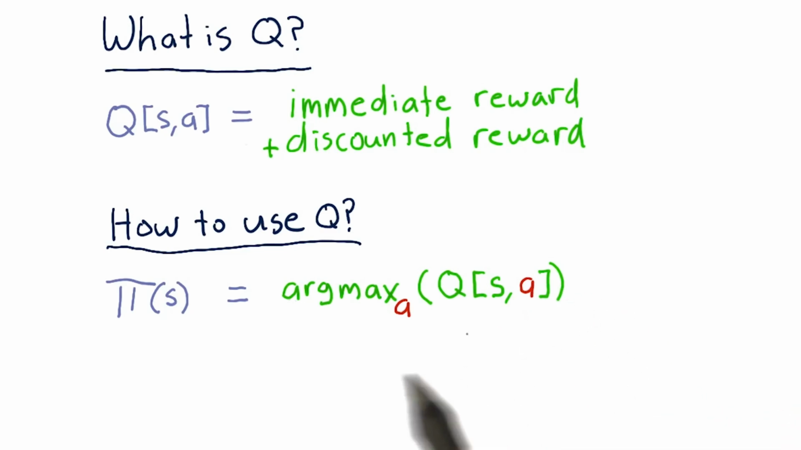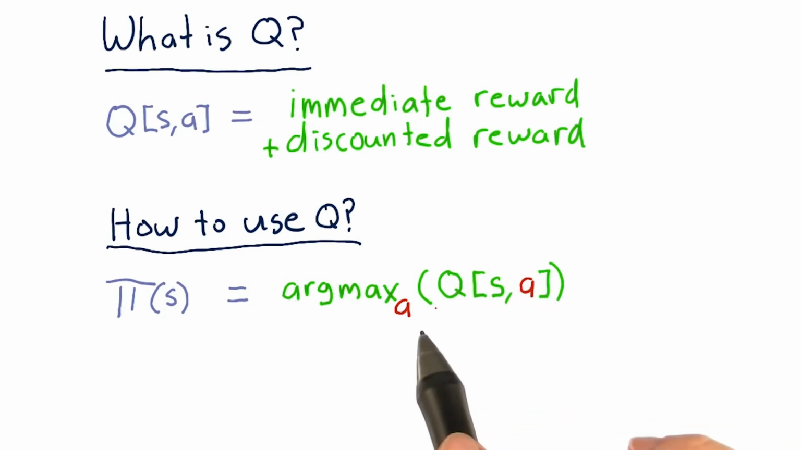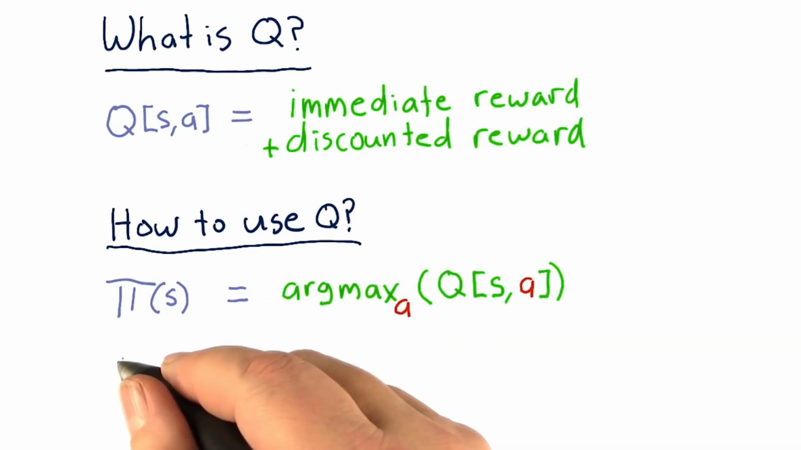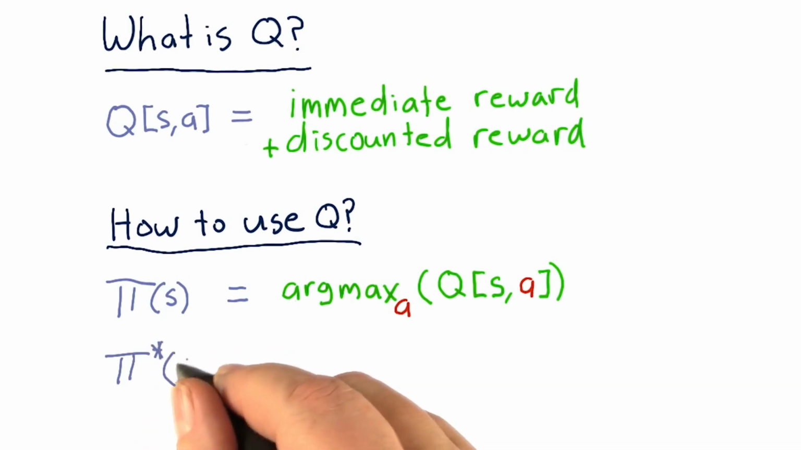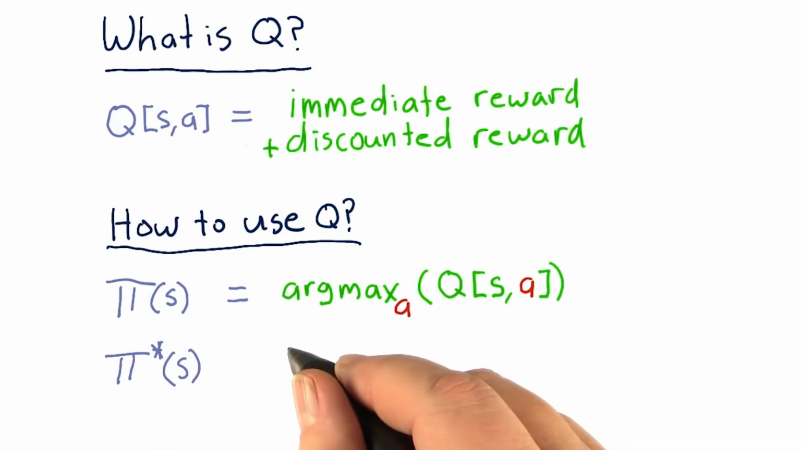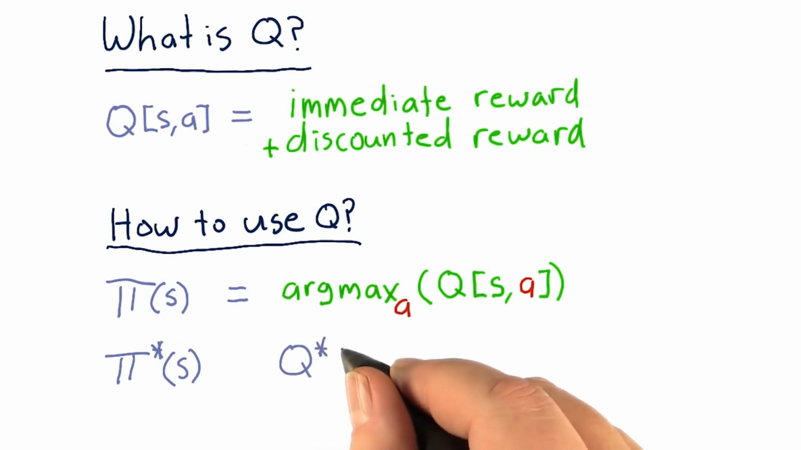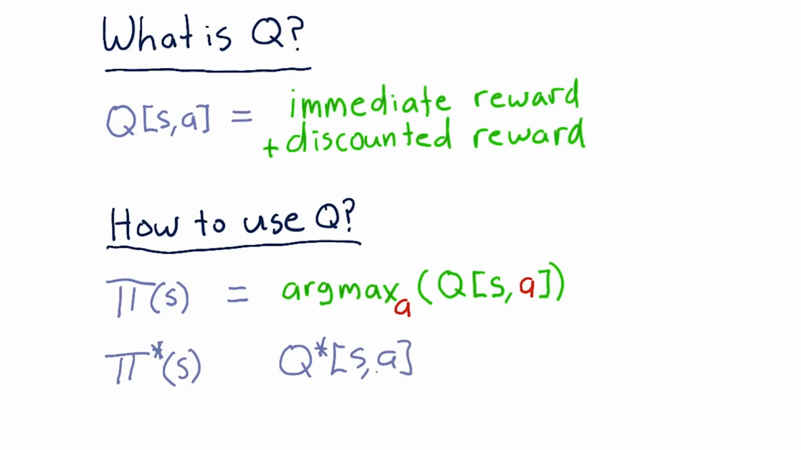The mathematical way to represent this is to use the function argmax. So argmax over A of this function. What that does is it finds the A that maximizes this, and then the answer is A. After we run Q-learning for long enough, we will eventually converge to the optimal policy, and we represent that with a little star. So the optimal policy is pi star of S, and similarly, the optimal Q table is Q star of S, A. Now this is how to use a Q table if you have it.